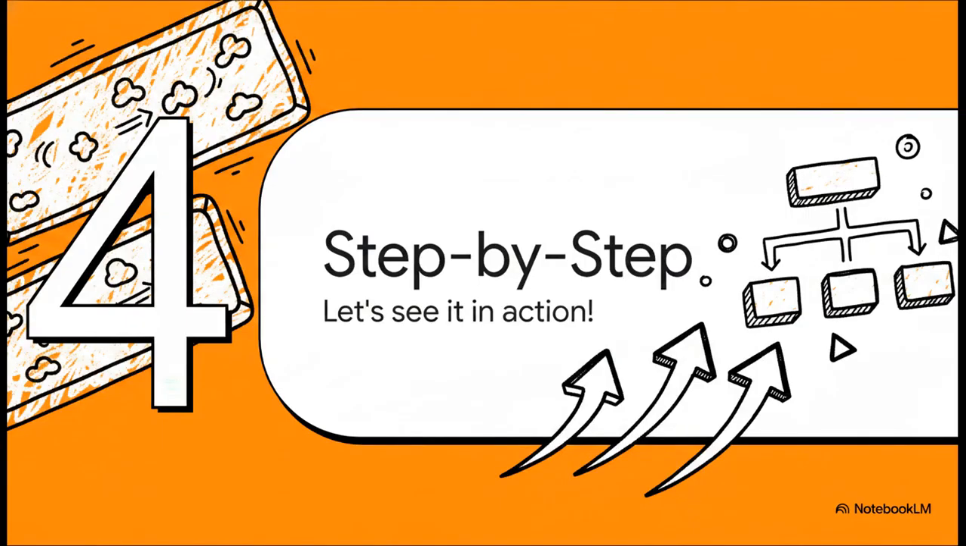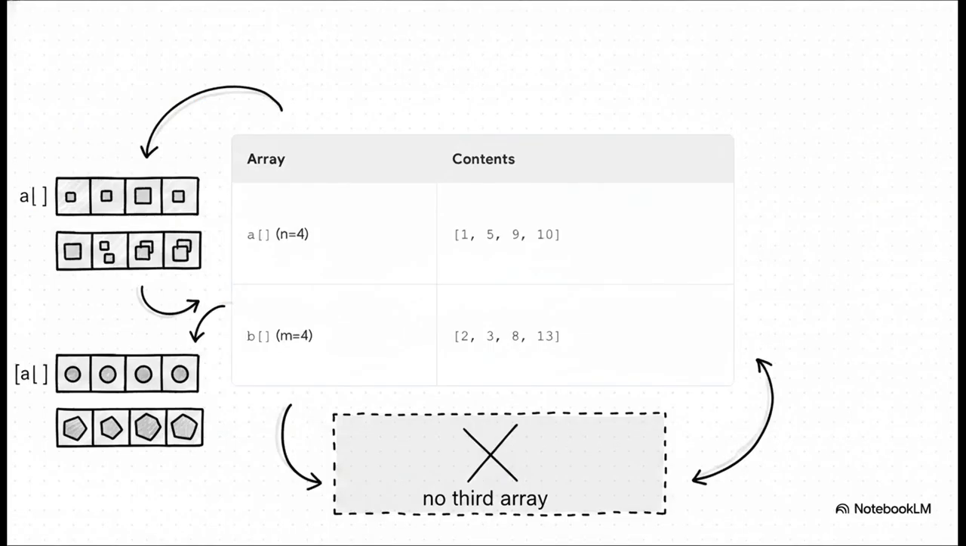This is way easier to understand when you can actually see it happen. So let's walk through a step-by-step example. Okay, here are our two sorted arrays. Our goal here is to rearrange them so array A holds the four smallest numbers, which would be 1, 2, 3, and 5, and array B holds the four largest numbers, 8, 9, 10, and 13. And remember, we have to do this without creating a third array.